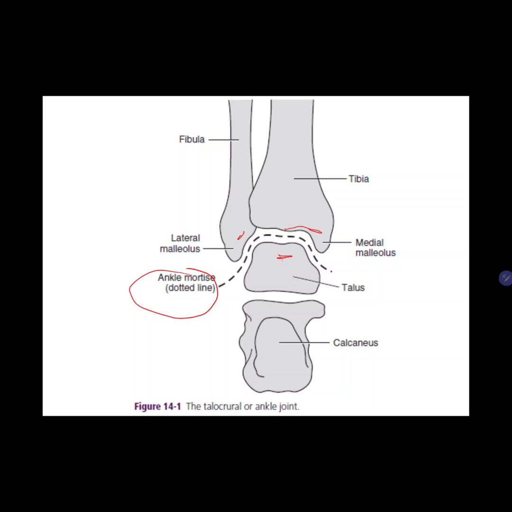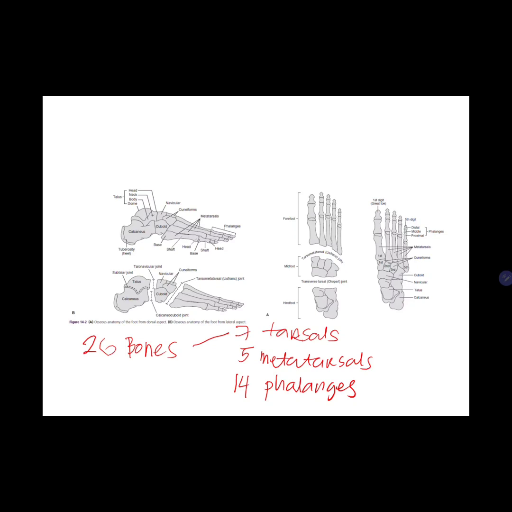The foot consists of 26 bones. These are 7 tarsals, 5 metatarsals, and 14 phalanges. The tarsals include the talus, calcaneus, cuboid, navicular, and the 3 cuneiforms. The talus is the second largest tarsal and is the key in transmitting weight-bearing forces from the lower leg to the foot. The body of the talus articulates in the talocrural joint.